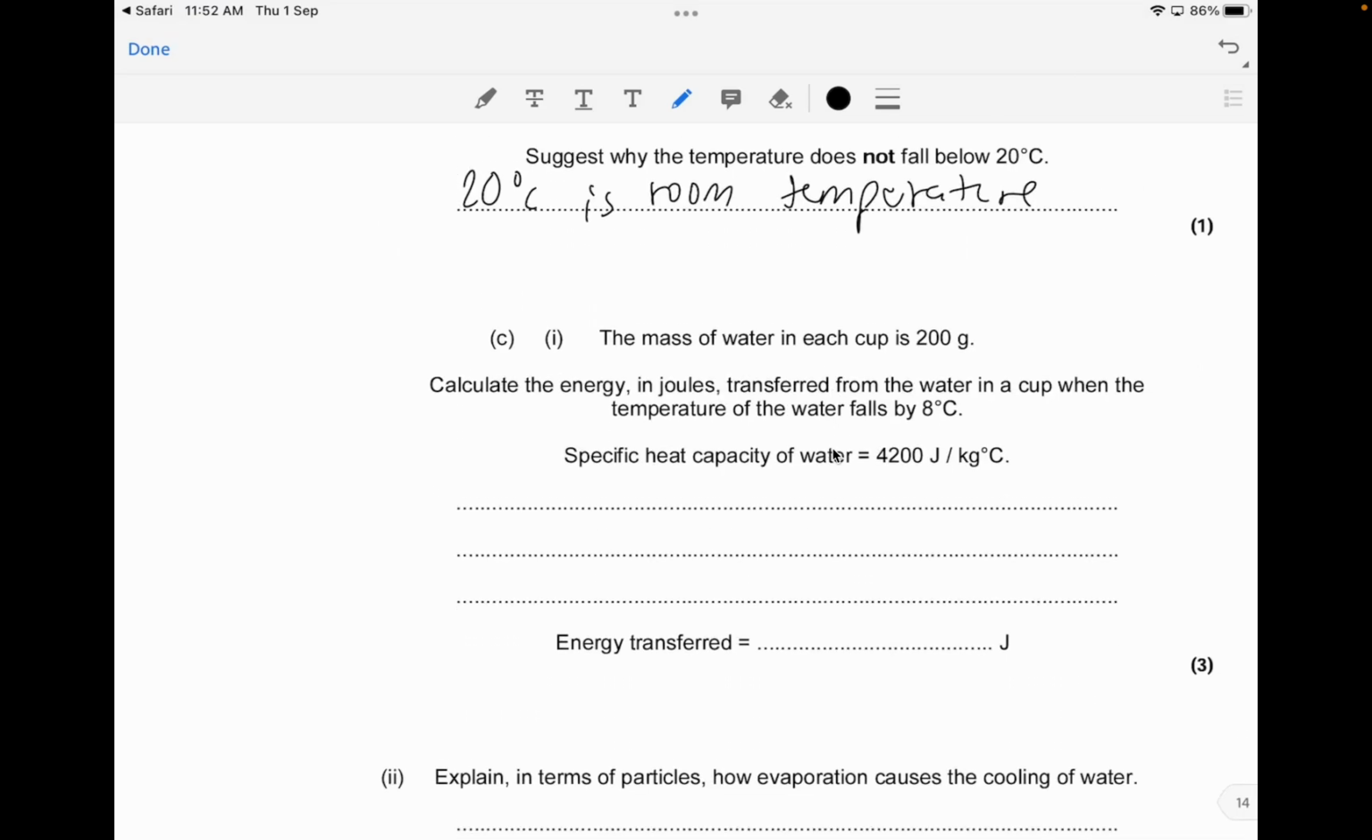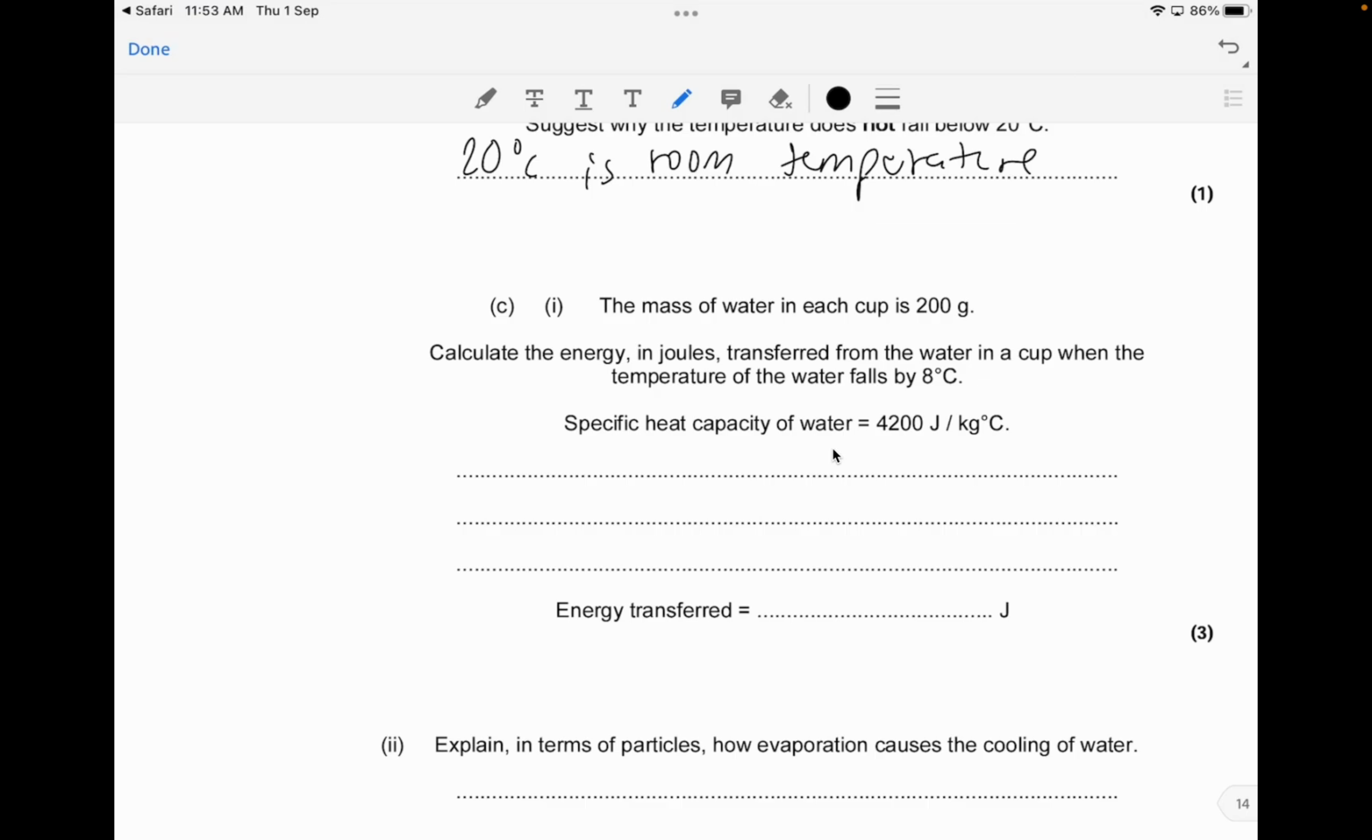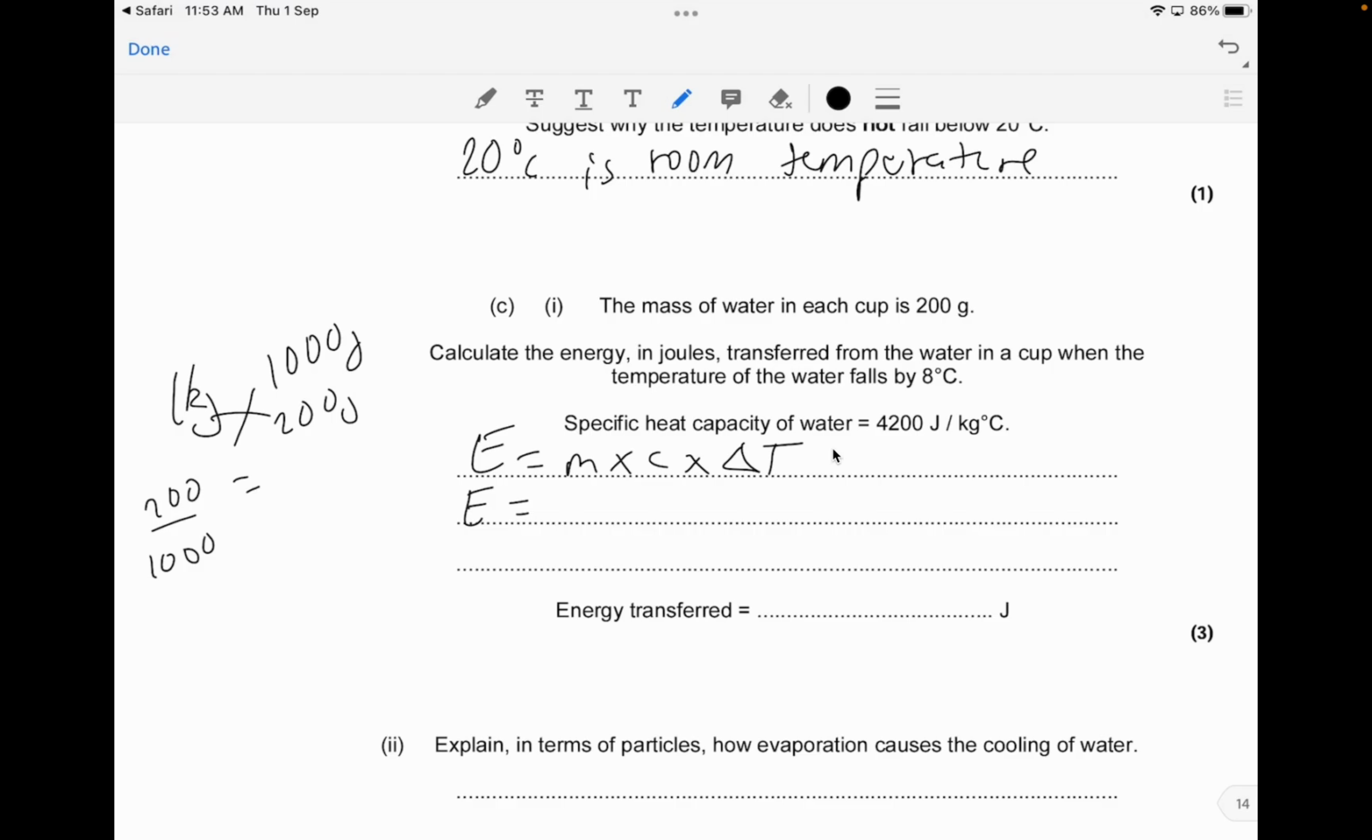Next question. Now, the mass of the water in each cup is about 200 grams. You have to calculate the energy in joules transferred from the water in the cup when the temperature of the water falls by 8 degrees. The specific heat capacity of water is given. So energy transfer is equal to mass times specific heat capacity times change in temperature. Mass is usually measured in kilograms, and 1 kg is 1,000 grams. So 200 grams divided by 1,000 grams gives a value of 0.2 kg.